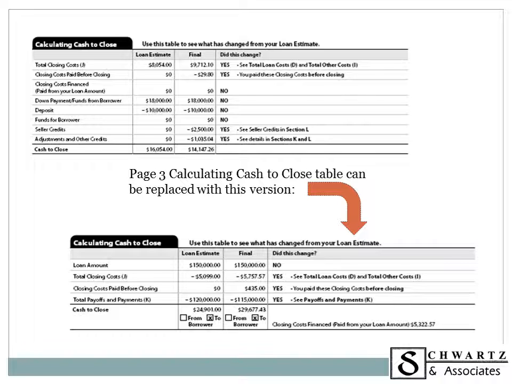And here is that calculating cash to close table that I was just talking about. At the very bottom is the alternate version that would be used for transactions without a seller if the cash to close alternate table is used.